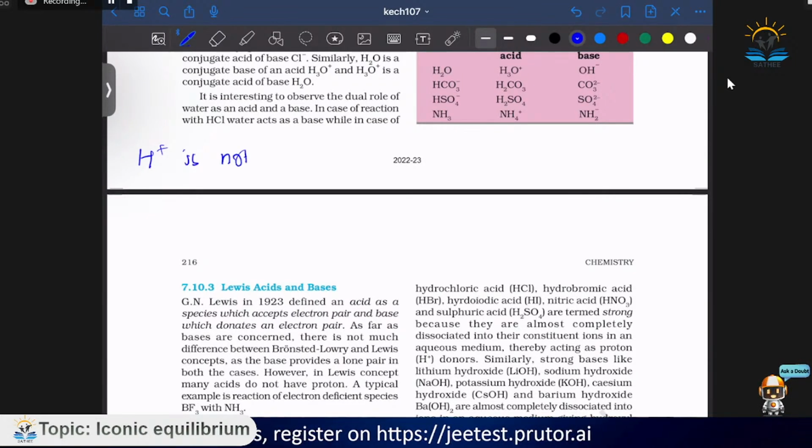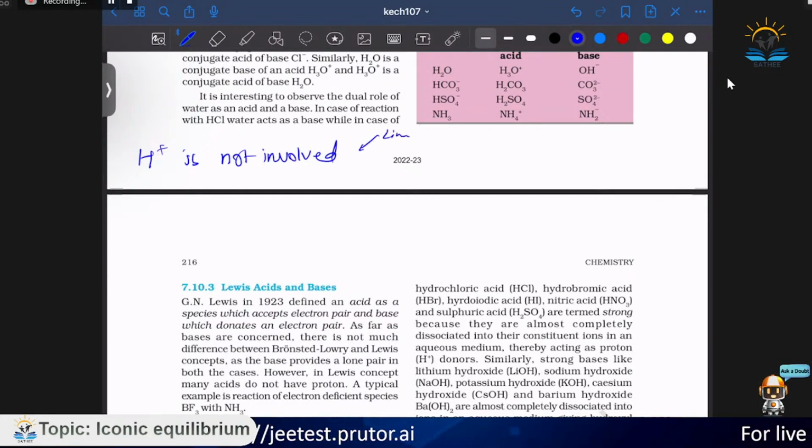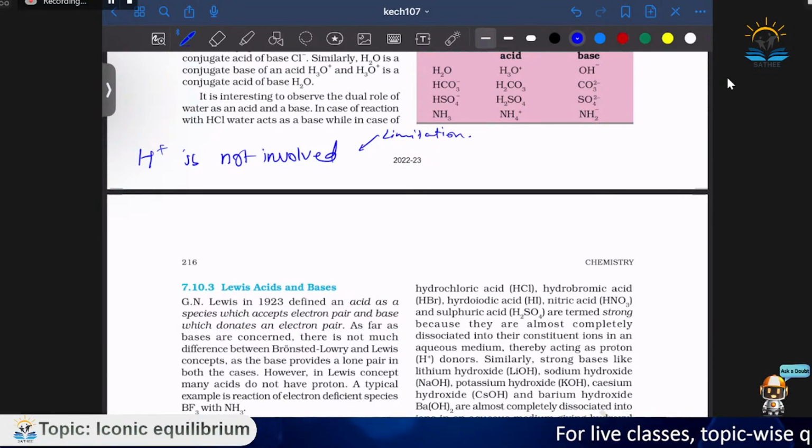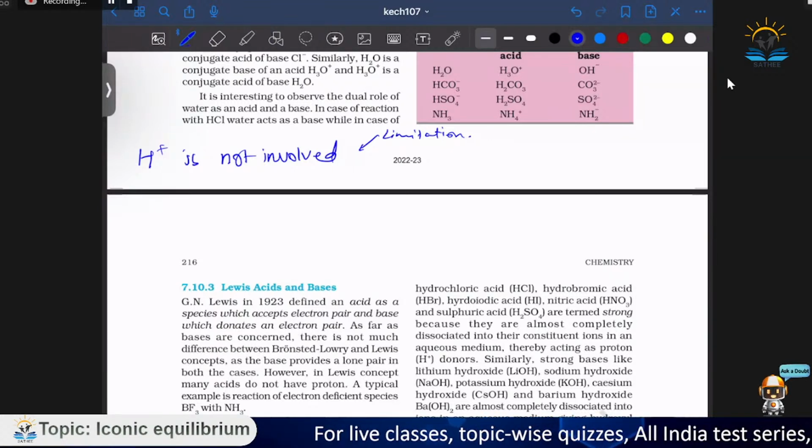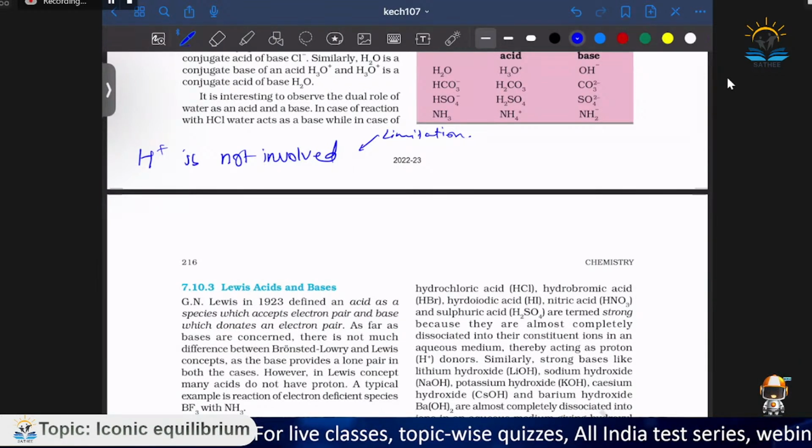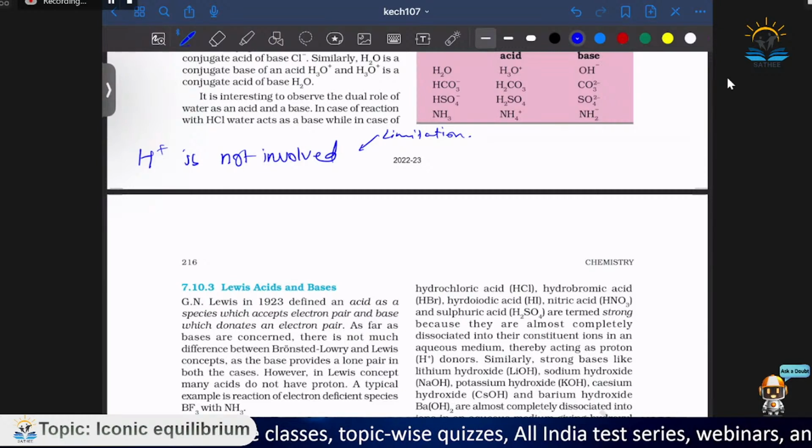H plus is not involved. There are some examples like this also. So this is a limitation: although they explained almost all the reactions by giving the concept of donation and acceptance of a proton, the acid-base reactions which did not involve a proton could not be accounted for using the Bronsted and Lowry concept.